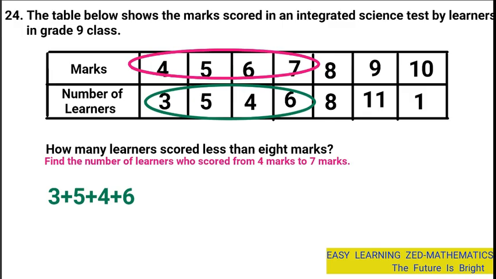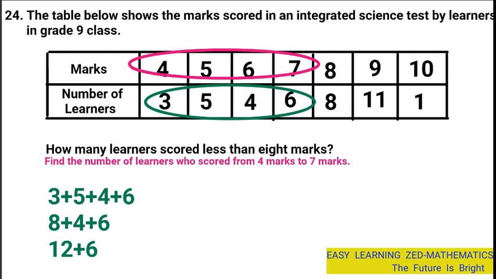Okay, so we are told to find the number of learners who scored less than 8 marks. So we're going to start adding. 5 plus 3 will give us 8, plus 4, plus 6. Then 8 plus 4 will give us 12, plus 6. Then 12 plus 6 will give us 18 learners. So 18 learners in class scored less than 8 marks.